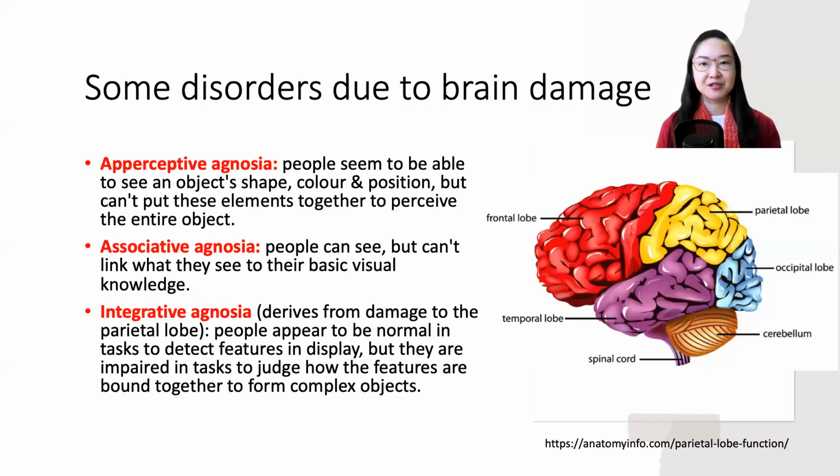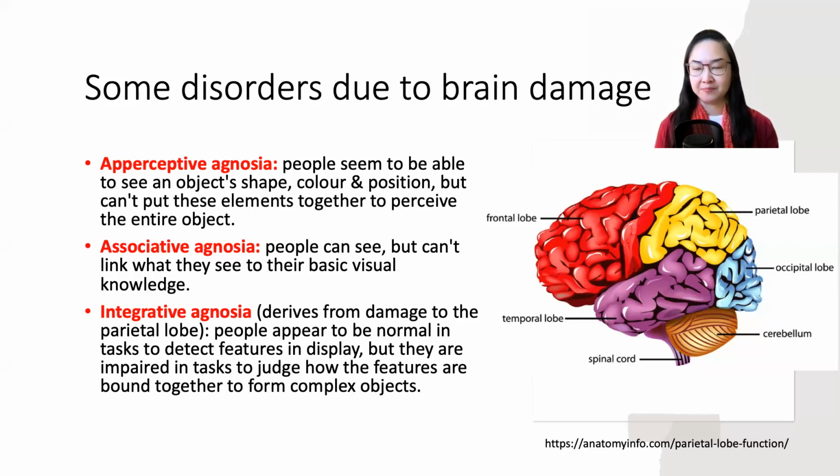There are some disorders due to brain damage. For example, apperceptive agnosia, associative agnosia, and integrative agnosia. Apperceptive agnosia: people seem to be able to see an object's shape, color, and position, but they cannot put these elements together to perceive the entire object.